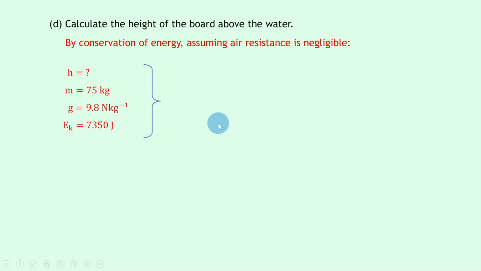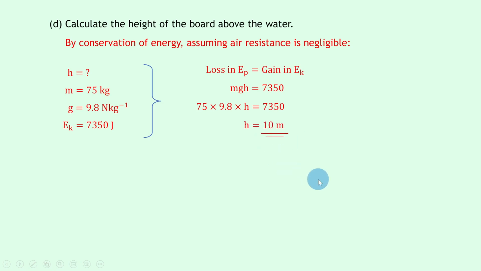So writing down an expression for conservation of energy in this scenario, we have the loss in gravitational potential energy is equal to the gain in kinetic energy. So that means we can write the gravitational potential energy as mgh, and that's equal to the gain in kinetic energy which we calculated in part C, 7,350. So substituting in the numbers now gives us 75 times 9.8 times h is equal to 7,350, and then to get h on its own we just divide both sides by 75 times 9.8, and putting that into your calculator gives an answer of 10 meters for the height.